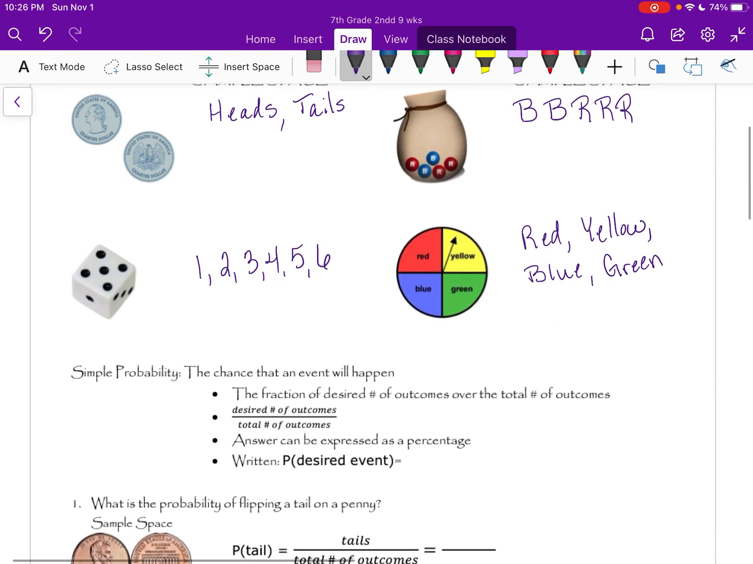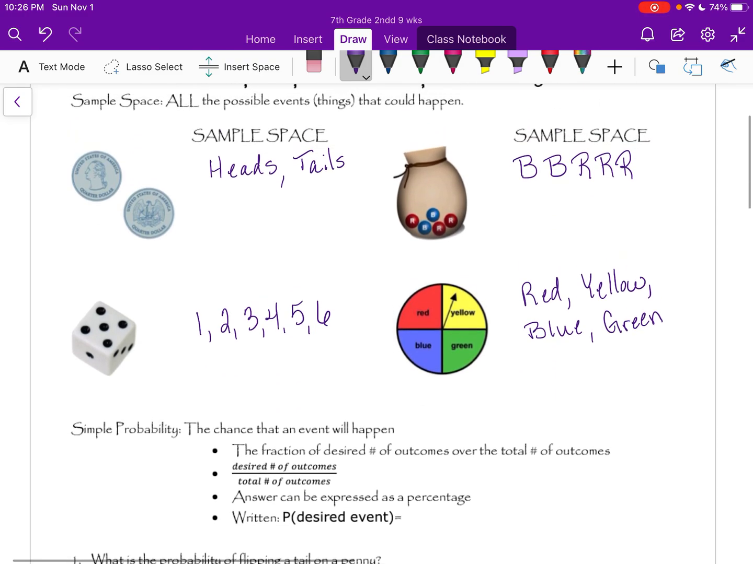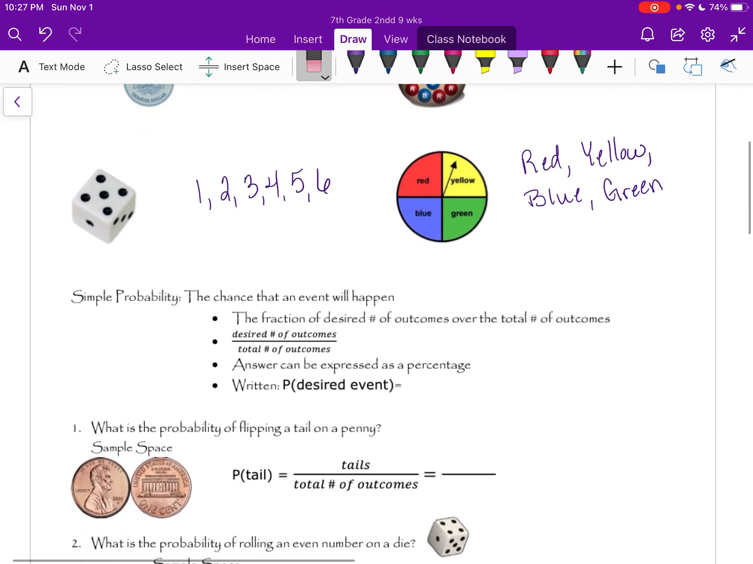So how do we use that to help us with simple probability? Simple probability is the chance that an event will happen. It's a fraction of the desired number of outcomes over the total number of outcomes. The answer can be expressed as a percentage, but it can also be expressed as a fraction. It's written with a capital P, and then in parentheses will be the desired event. Don't worry, we'll practice. You'll get it.